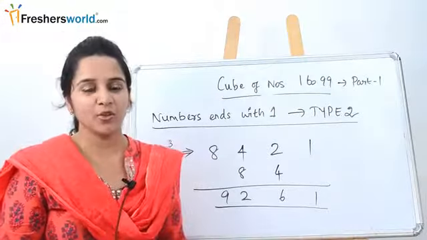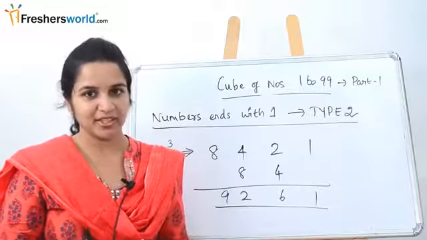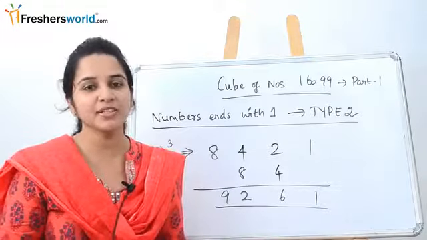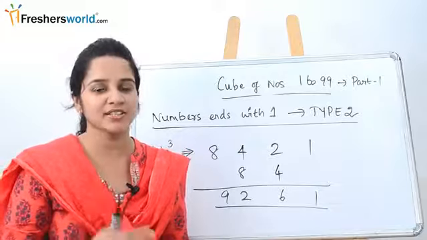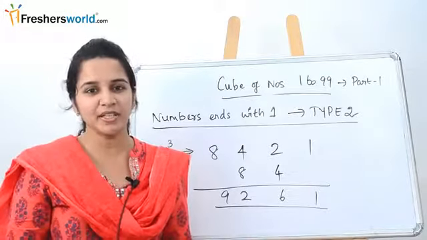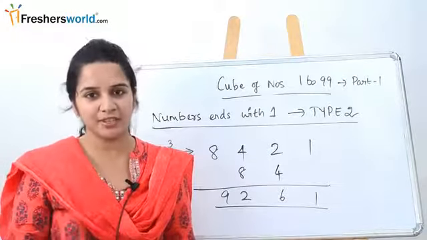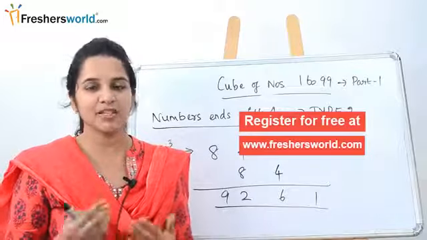In part 1 of the cube of numbers from 1 to 99, we solved two types: a number that ends with 1 and a number that starts with 1. In the next part, we will be dealing with the same numbers and the different numbers. To understand that concept better, keep watching our video.